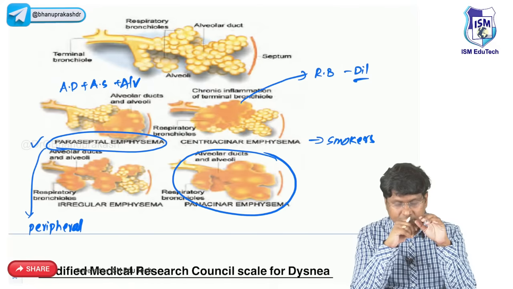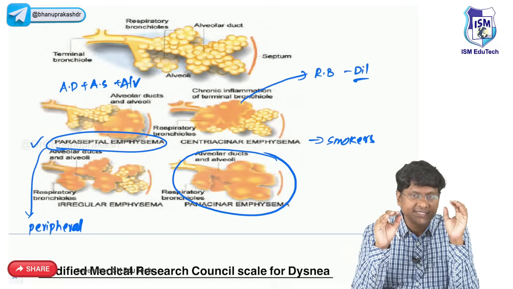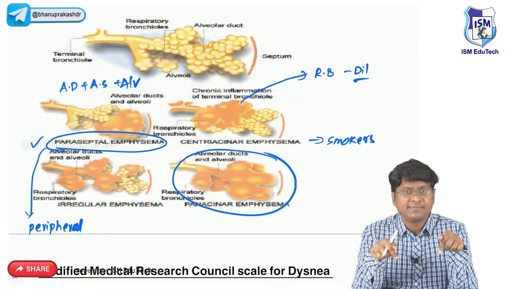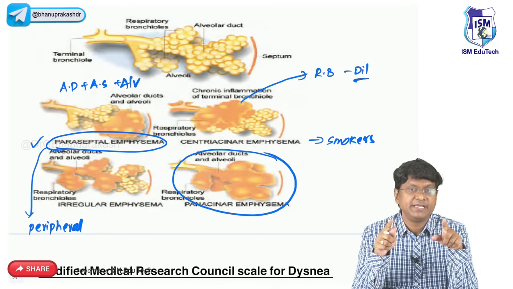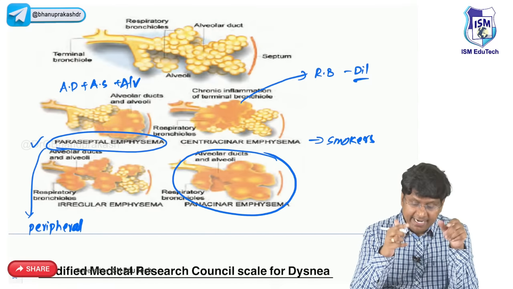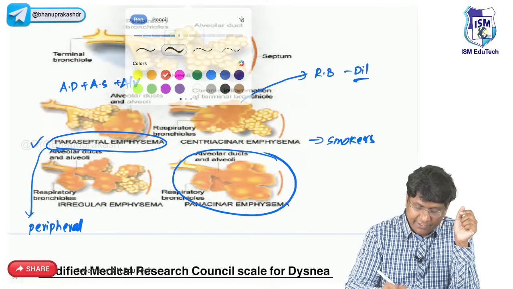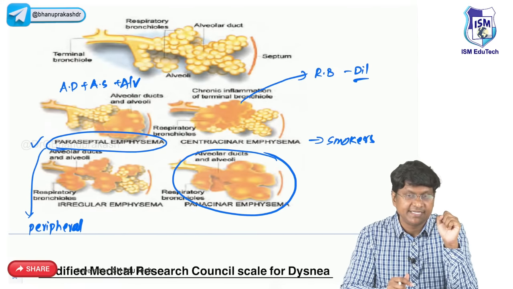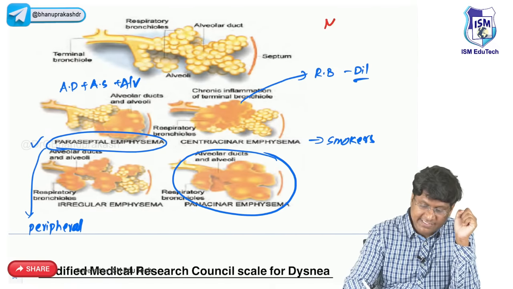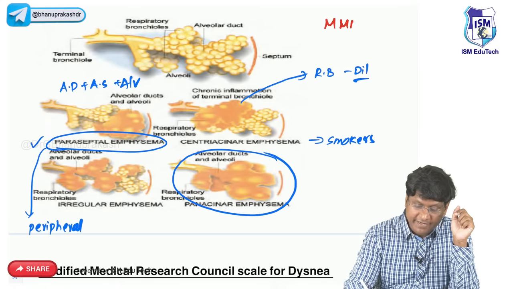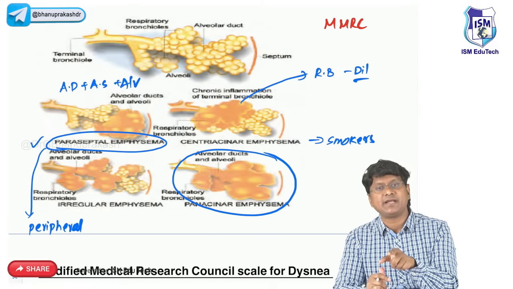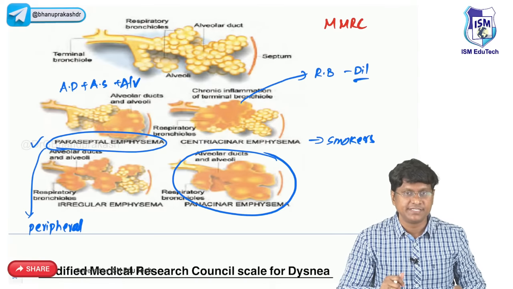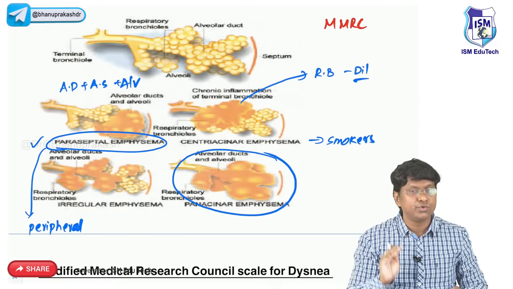Now, in chronic bronchitis, the common presentation is cough with expectoration. Whereas in emphysema, the most common presentation is dyspnea. How do you classify the severity of dyspnea? In cardiology, we discussed NYHA, the New York Heart Association. But here it is the Modified Medical Research Council, the MMRC scale, for assessment of severity of dyspnea, where you have grade 0 to grade 4.